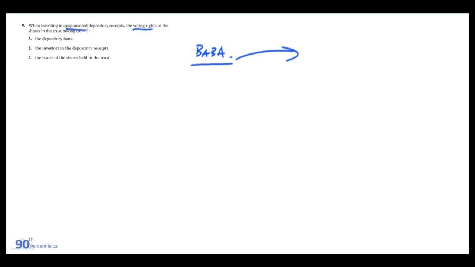So if the depository receipt is unsponsored, meaning that the firm, such as Alibaba, wasn't involved in the issuance of these depository receipts, then the party who created them, such as a bank, is going to retain the voting rights. So that's exactly what it is right here. If it's a sponsored depository receipt, so BABA was involved in it, then the investors are going to own the voting rights. But in this case, it's unsponsored, so the voting rights belong to the bank.